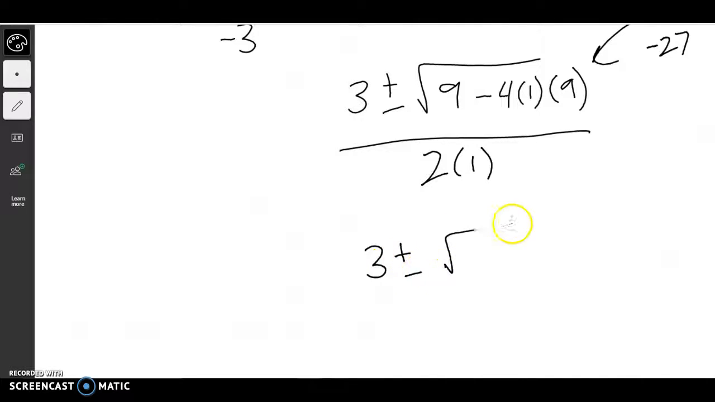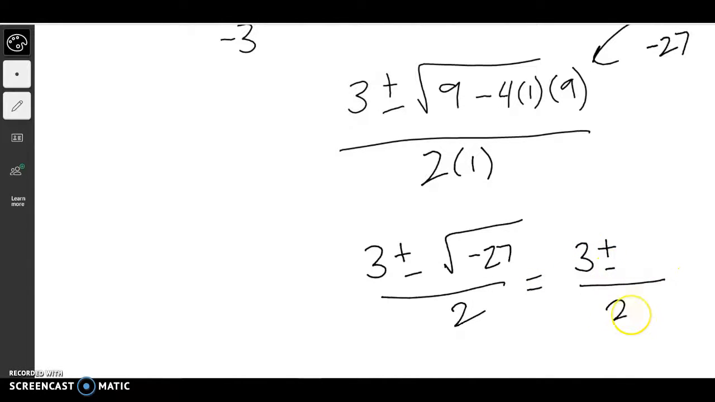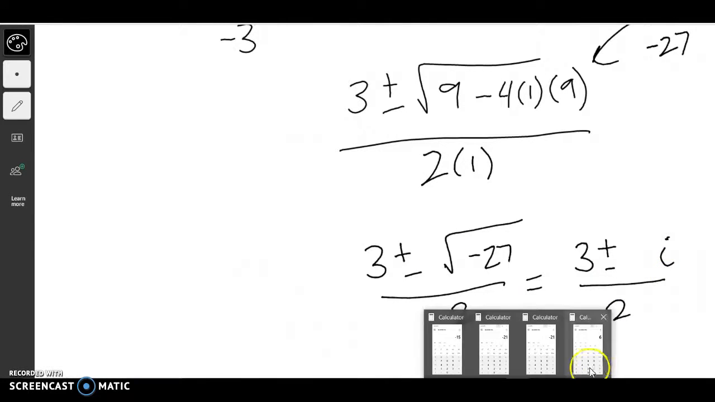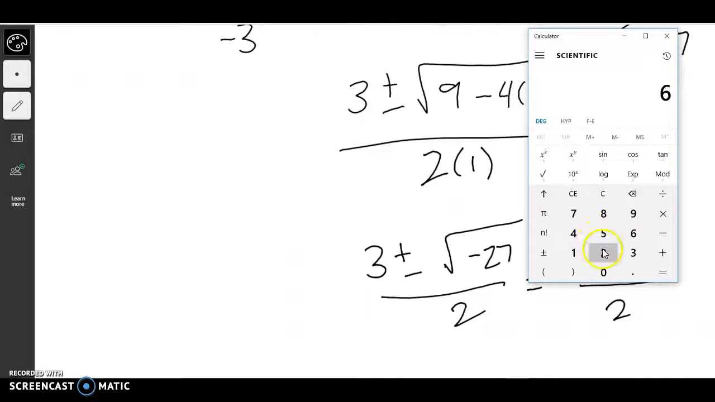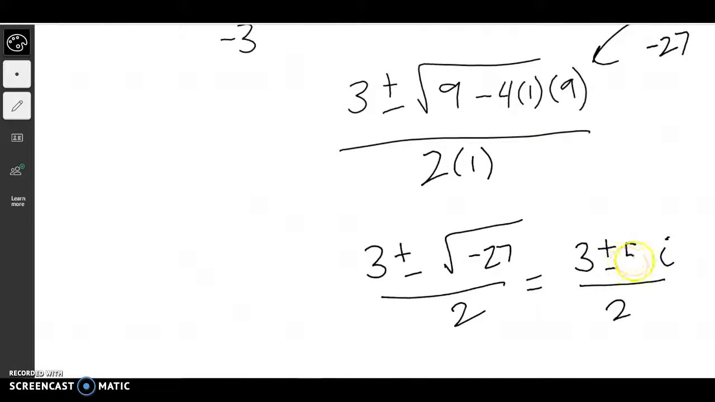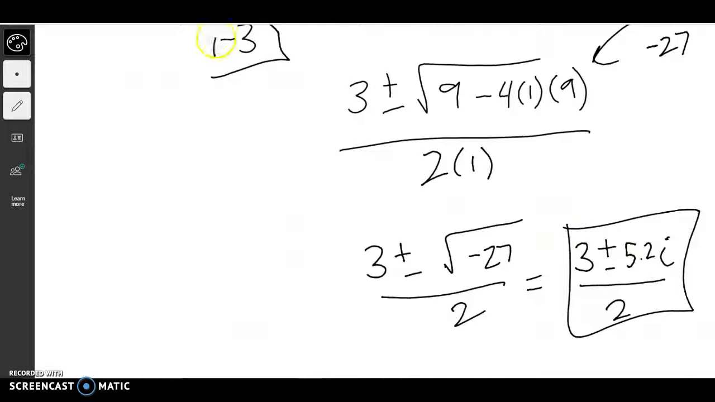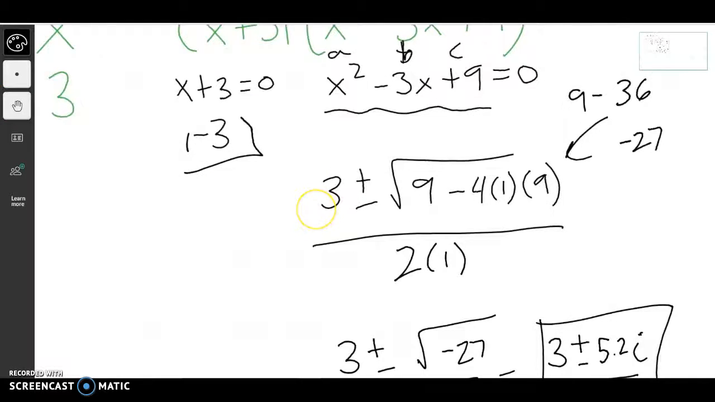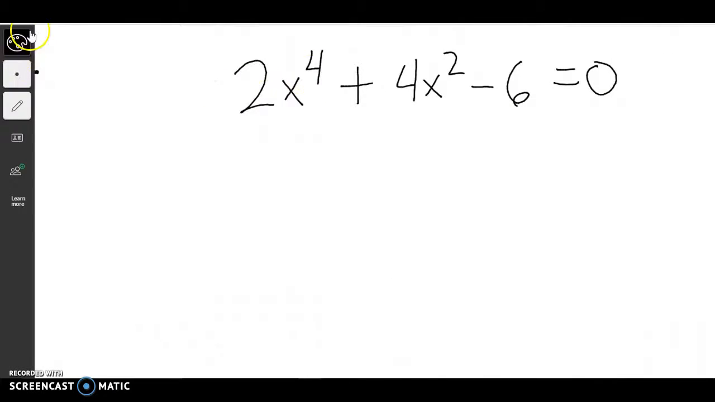So we would have 3 plus or minus the square root of negative 27 over 2, which would be the same as 3 plus or minus. We are going to get an i, and then we just have to do the square root of 27, which is 5.2. That would be my answer. And we could check to make sure we did it right by seeing how many answers we have, which is 1, 2, 3. Done.